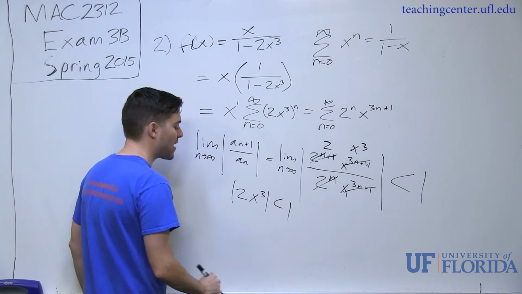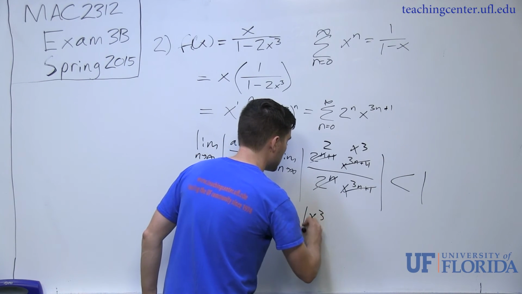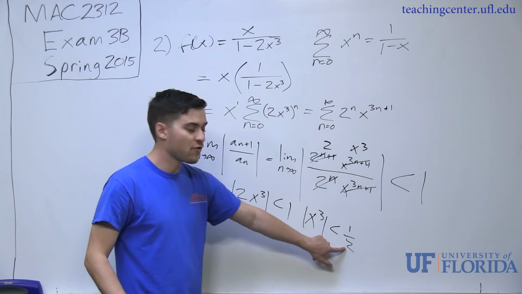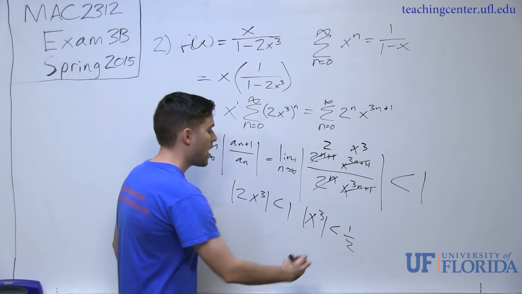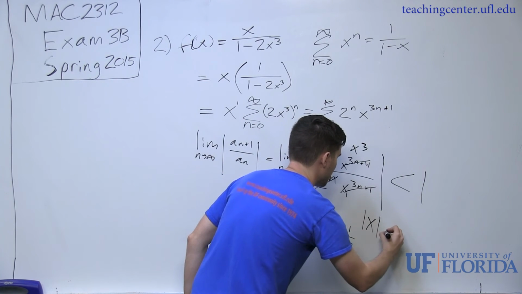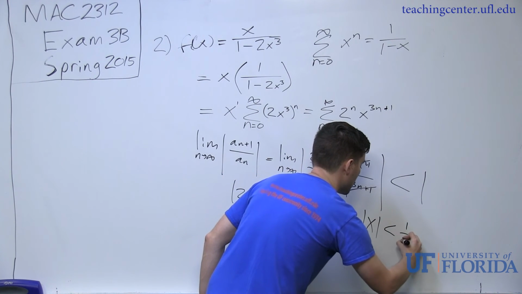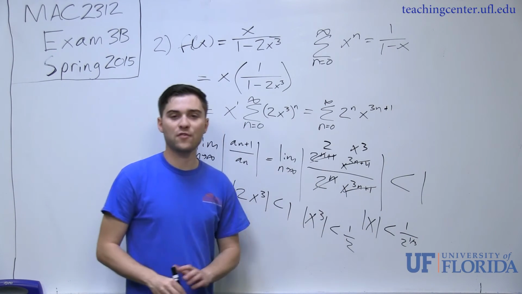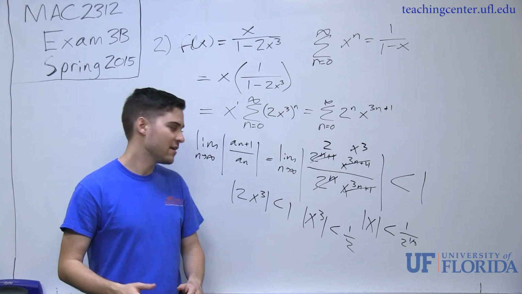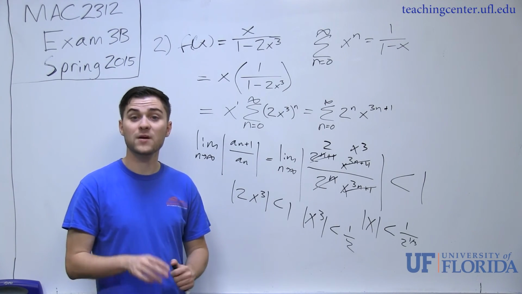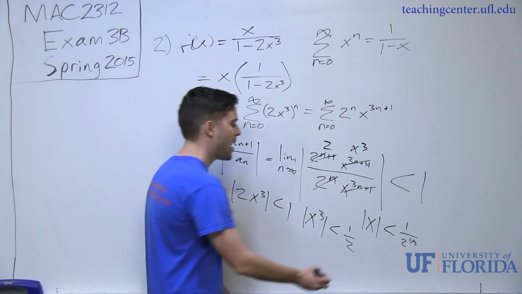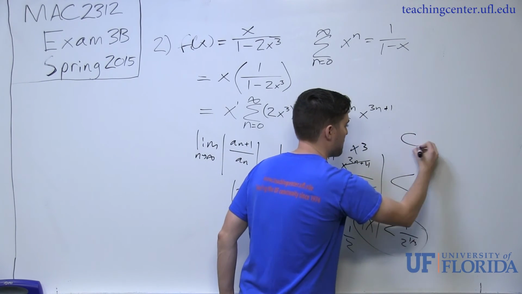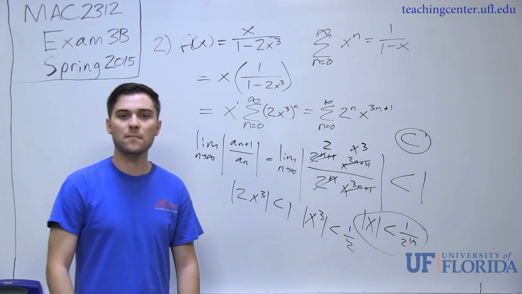But for now, if I divide the 2 over, I end up with x cubed is less than 1/2. And if I take the 3rd root of this term, I end up with the absolute value of x is less than 1 over 2 to the 1 over 3. So 1 to the 1 over 3 is just 1, and 2 to the 1/3 is a decimal, but we'll just leave it in that form because that's what the answer leaves it in. And this radius corresponds to answer C on exam 3B.